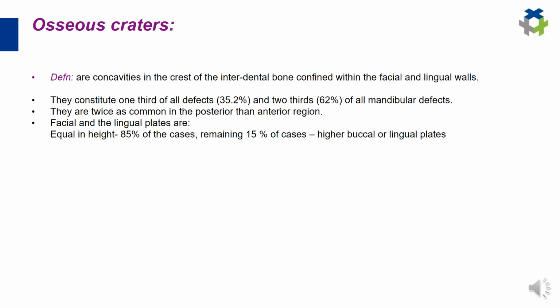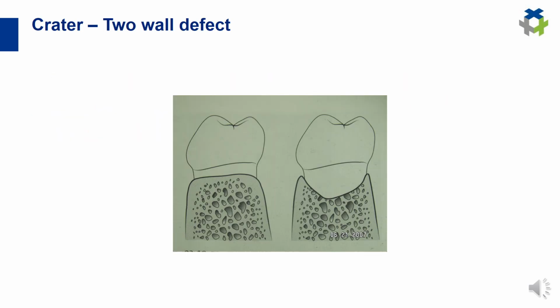Osseous craters are concavities in the crest of the interdental bone confined to the facial and lingual walls. They constitute one-third of all the defects, that is 35.2% of all the defects, and two-thirds of the mandibular defects. They are twice as common in the posterior than the anterior region. Facial and lingual plates are equal in height in 85% of the cases, and in the remaining 15% of cases the buccal and lingual plates are higher. This is a two wall defect or an osseous crater, where you can see a depression present between the buccal and the lingual bone.